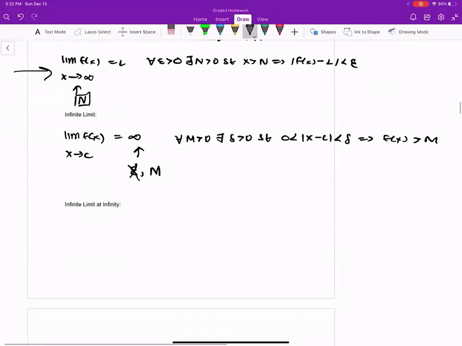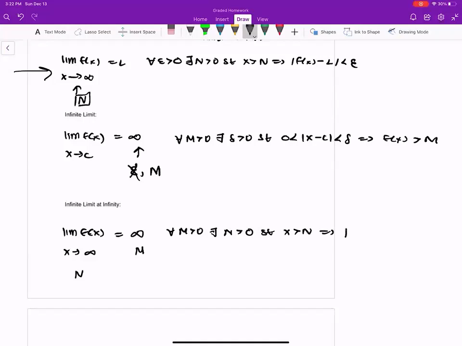And for the last, you would have the infinite limit at infinity: limit of f of x as x approaches infinity would equal infinity. And if you notice again, instead of epsilon and delta, you would have to replace them with N and M. So for all M greater than 0, there exists an N greater than 0, such that if x is greater than N, implies that f of x is greater than M.